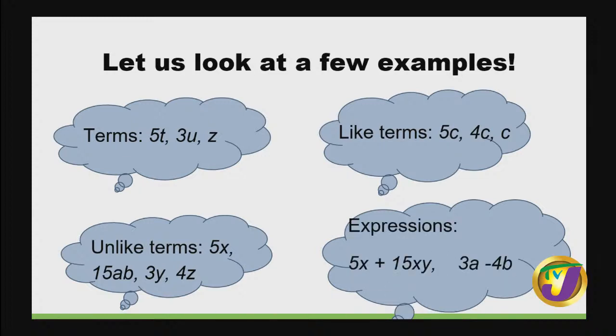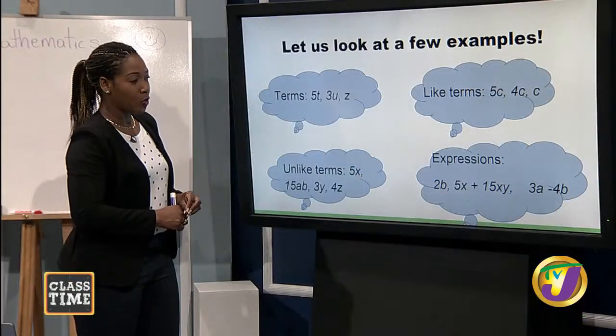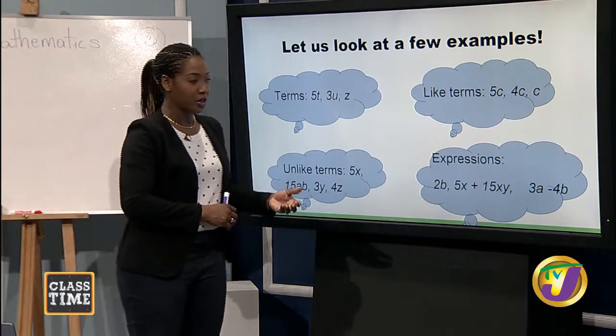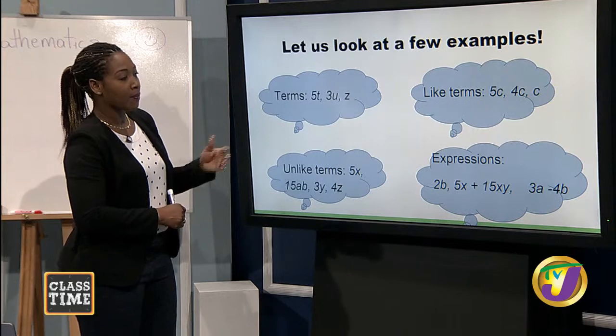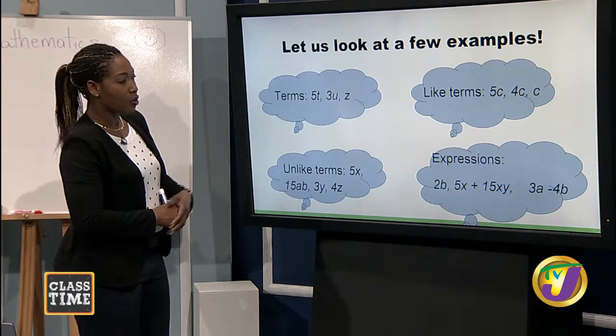Now let's look at expressions. You have 2b is an expression all by itself. Then you have an expression with two terms, which would be 5x plus 15yx. Then we have another expression also with two terms. That is 3a subtract 4b.